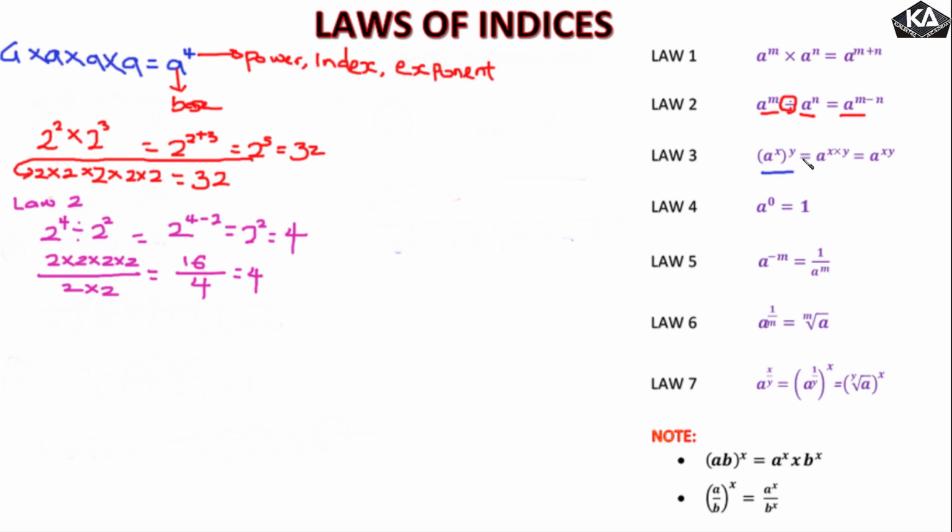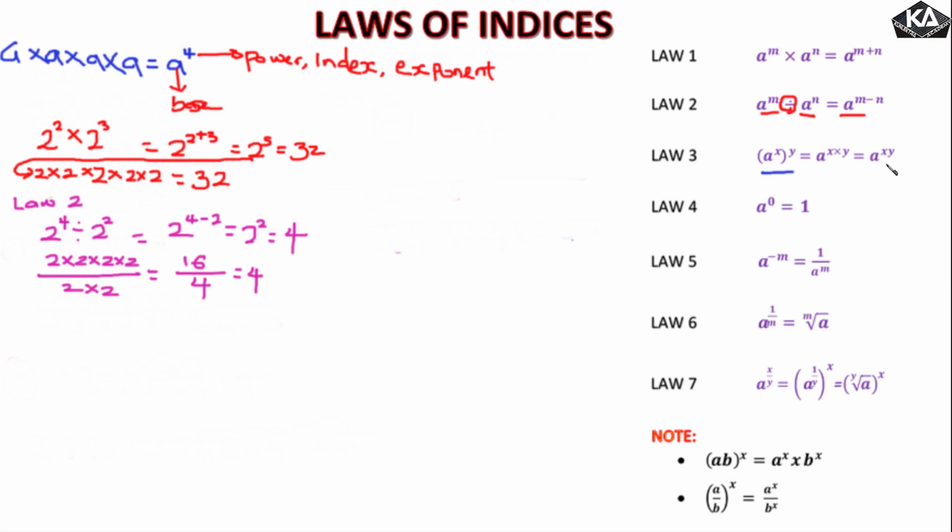Now, this is a raised to power x in brackets, raised to power y again. How am I going to do this? You remove your bracket and it becomes a raised to power. You multiply the indices, those powers together, x and y. Then it becomes a raised to power x times y, and that equally gives us a raised to power xy.